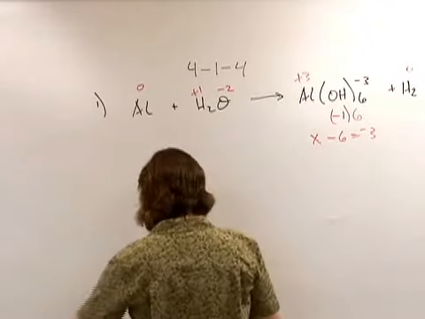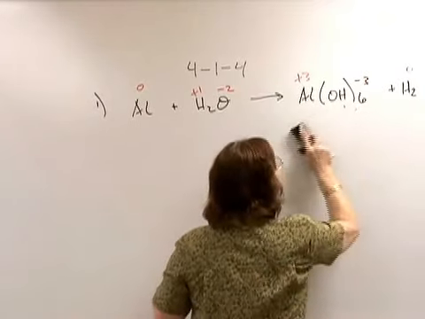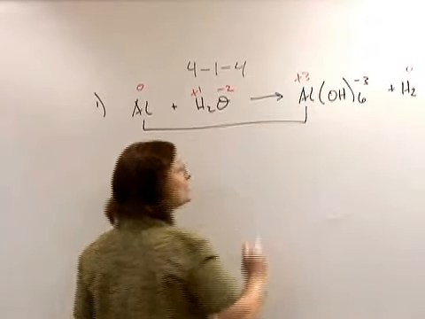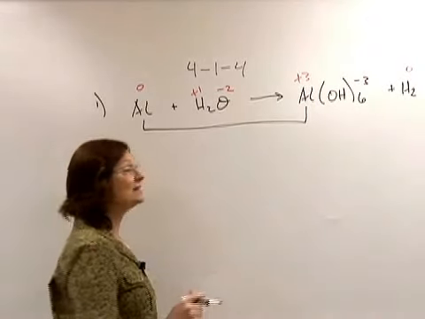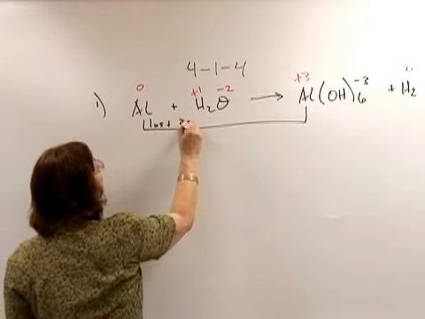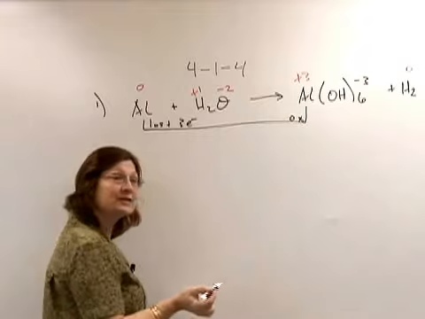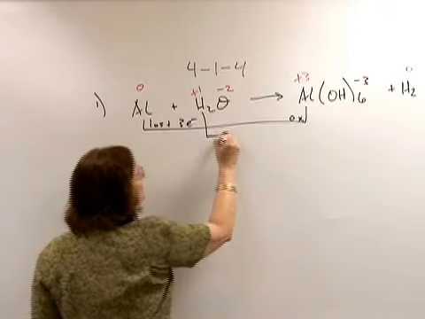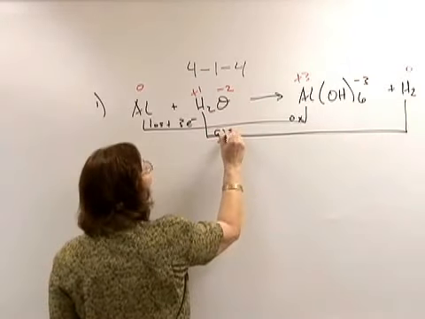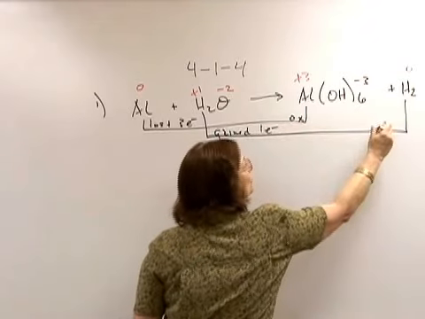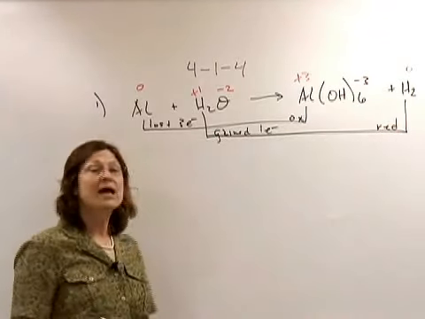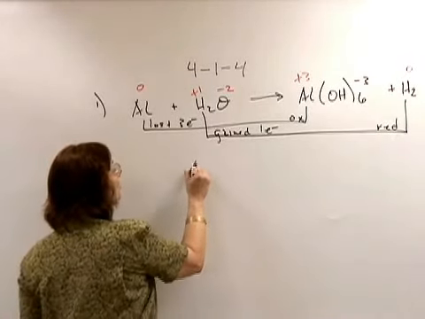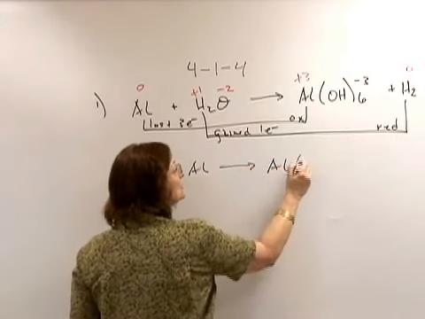So what has happened here is that aluminum has changed from 0 to +3. And therefore it has lost 3 electrons and is oxidized. Hydrogen has gone from +1 to 0. And therefore, it has gained 1 electron and has been reduced. And then I separate into my half reactions where the brackets are. And I have aluminum, which goes to the aluminum hydroxide.